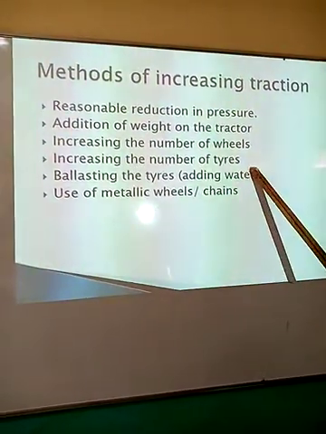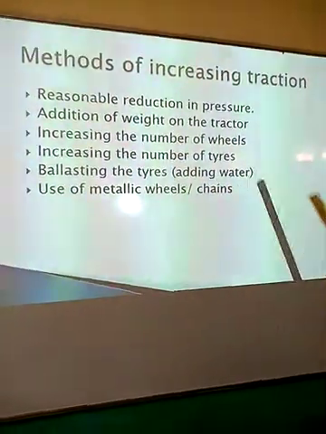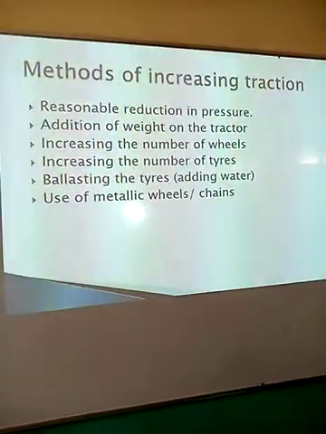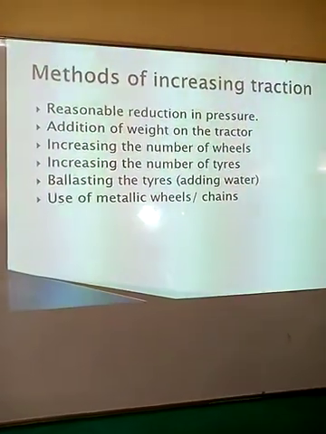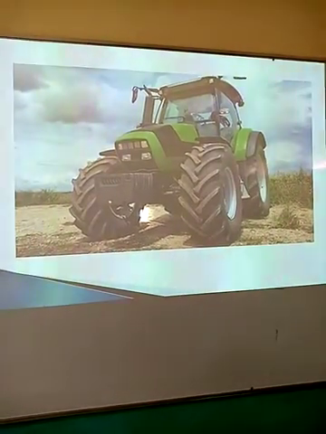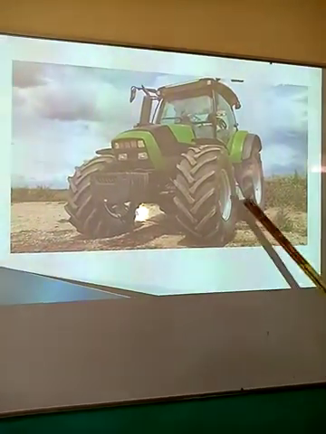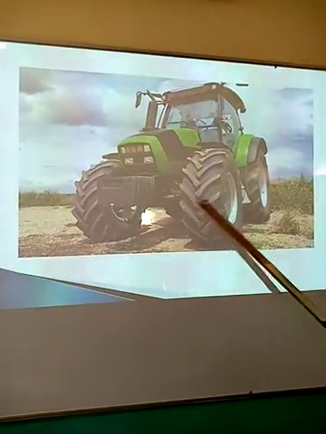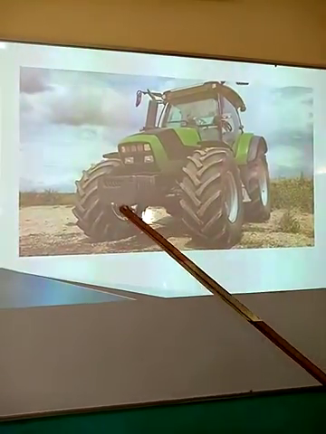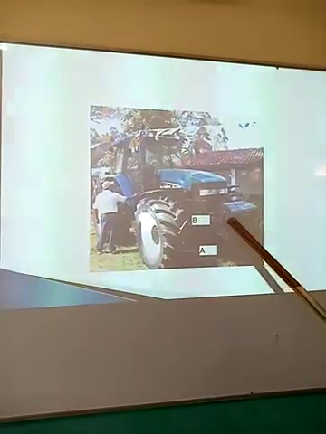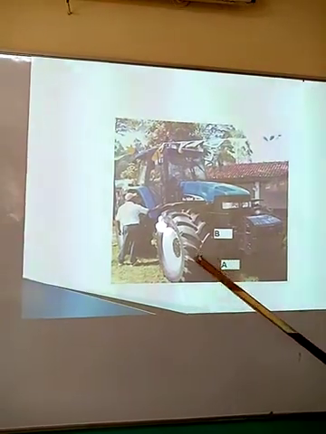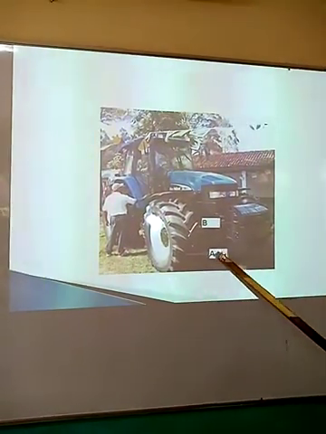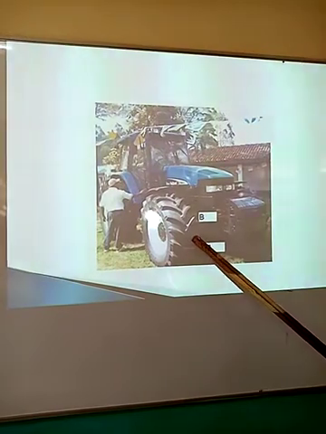Ballasting the tires means adding water. This also helps to increase traction. And in a few cases, traction can be increased by using metallic wheels or chains. Those are the methods we've described of increasing traction, and we can see, like in this case, very heavy tread bars to increase traction, and of course the increasing of weights will be very important. This is the weight again, and the heavy tread bars, and anybody operating a vehicle or a tractor must see to it that the tires have heavy tread bars. If they are worn out, then the traction will be reduced.